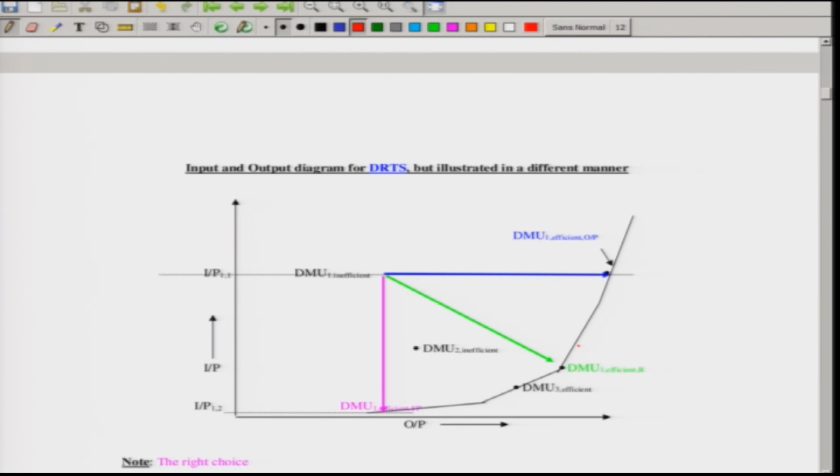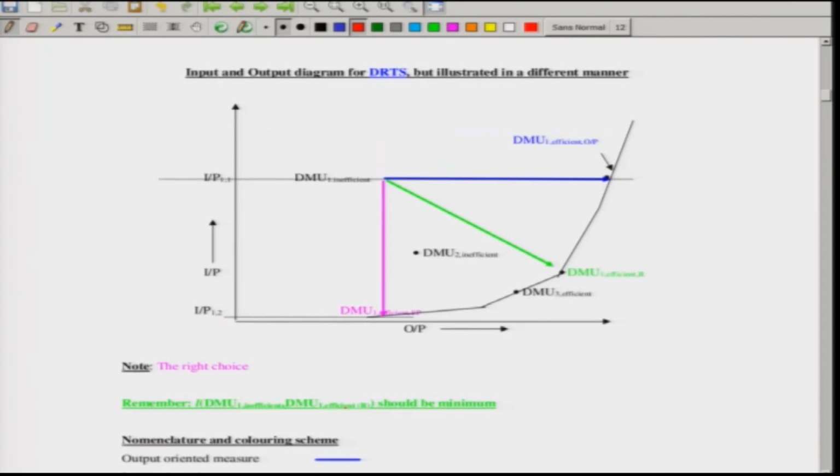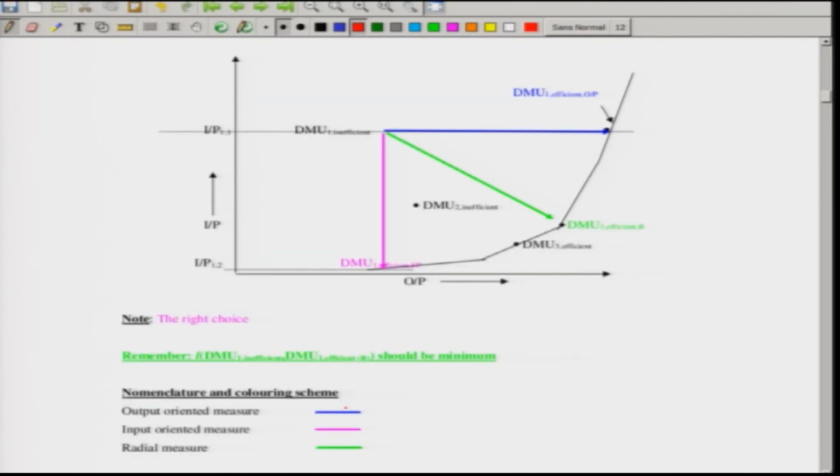So, this increase and decrease would depend on the type of problem you are doing, such that you are trying to increase your efficiency. Again the nomenclature is the same. The green line is the radial one, the pink one is input oriented, where you only concentrate on the input, and the blue one is where you only concentrate on the output, which is why it is known as output oriented. And again the same nomenclature: the distance from the inefficient DMU to the tangent point is the least one, which is a straight line.